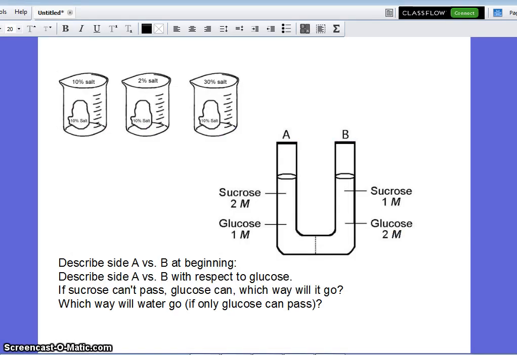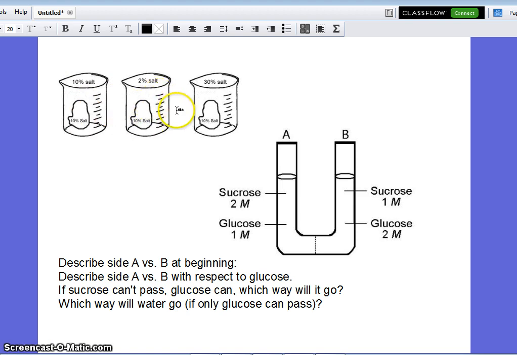Okay, so at the top of this I've got 3 beakers, and we're going to pretend like each beaker has a cell. And each of the cells has 10% salt solution. And then outside the cells we have different concentrations of salt in the solution. So in our first solution we can see that it's 10% salt inside and 10% salt outside. And assuming salt can't pass, we have 90% water on each side, so this would be isotonic.